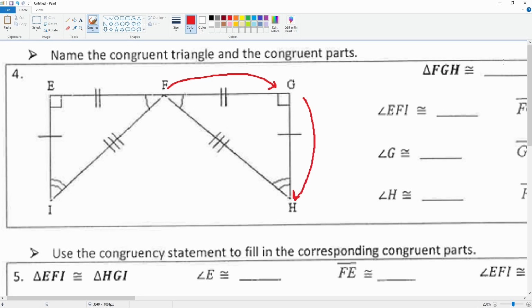So F, this one will also start on F. So triangle F goes to the 90 degrees, E, then ends at the I.